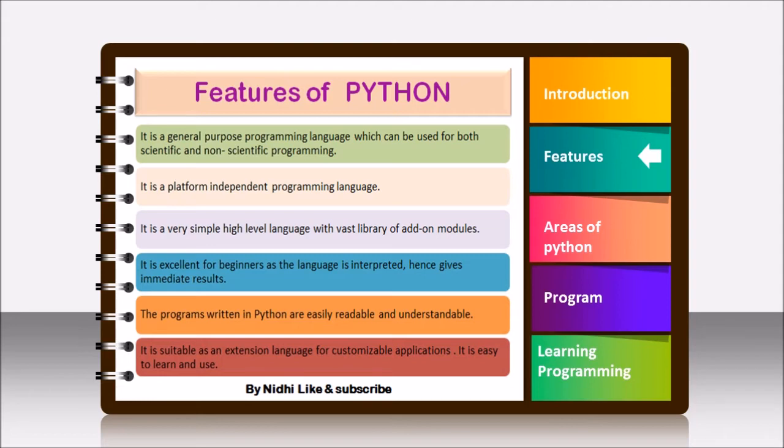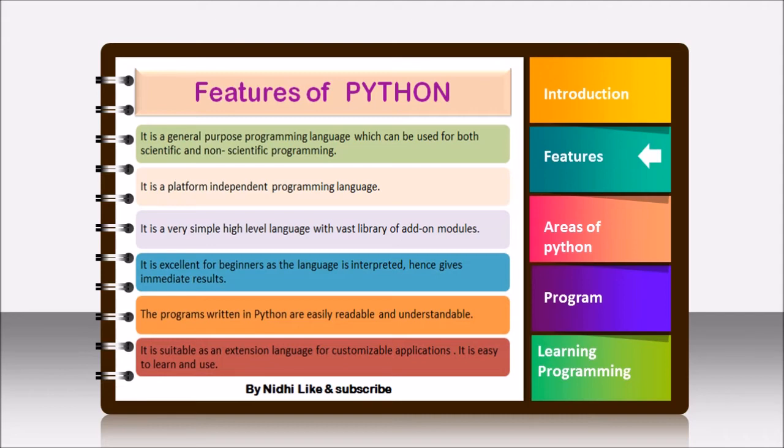Okay, it is a very simple high level language, and it has a large set of libraries and add-on modules. We will discuss the modules and add-ons when we cover the basics. It is excellent for beginners as the language is interpreted and hence gives intermediate results. Python is an interpreted language, as we have seen in chapter 1 that there are two types of language translator, one is interpreter and one is compiler. So Python is an interpreted language.